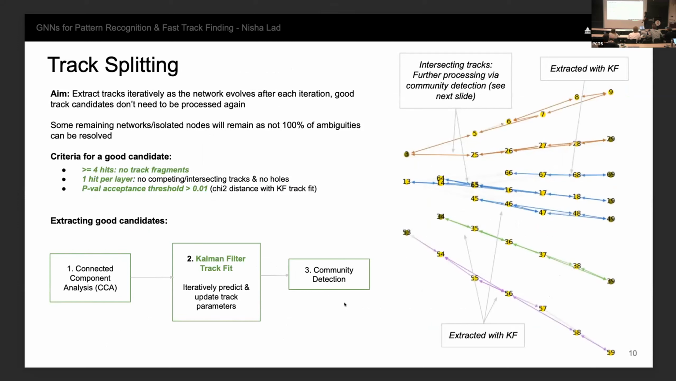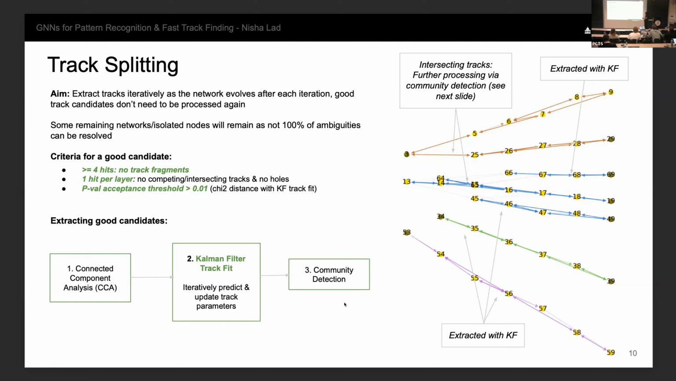Okay, so after each iteration, we can check whether it's possible to extract any track candidates. And this track splitting stage forms part of the iterative process, because we can iteratively try to extract any good track candidates. And of course, some remaining networks and isolated nodes will remain, as not 100% of ambiguities can be resolved.